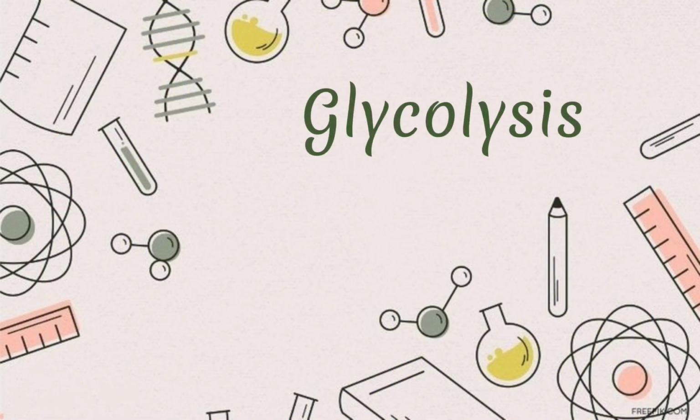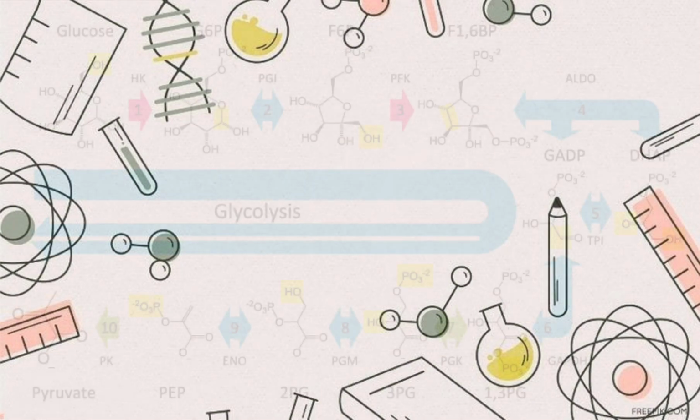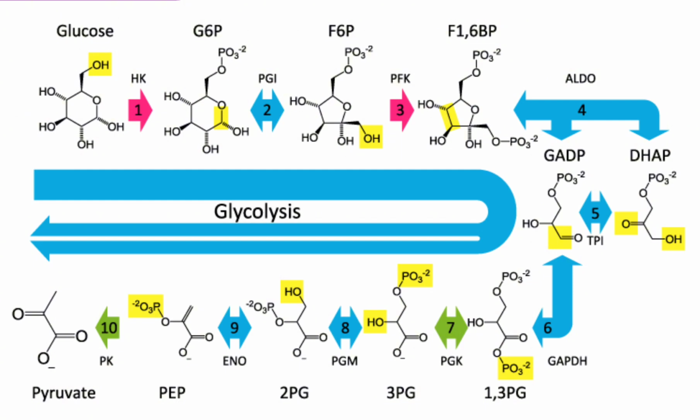Let's move on to the first stage of cellular respiration, which is glycolysis. In step 1 of glycolysis, a phosphate group is added to glucose in the cell cytoplasm by the action of the enzyme hexokinase. In this, a phosphate group is transferred from ATP to glucose, forming glucose 6-phosphate. Next, in the second step of glycolysis, the glucose 6-phosphate is isomerized into fructose 6-phosphate by the enzyme called phosphoglucomutase.